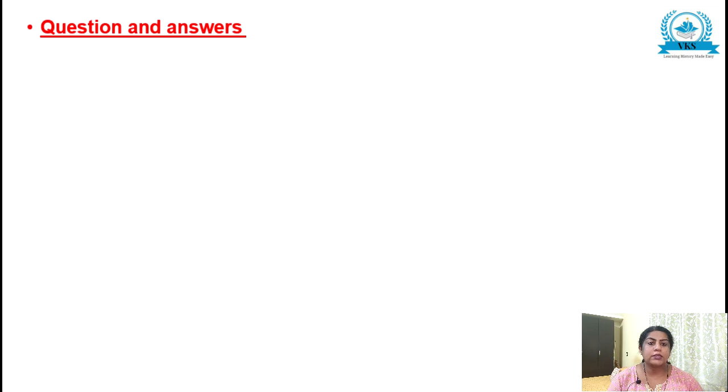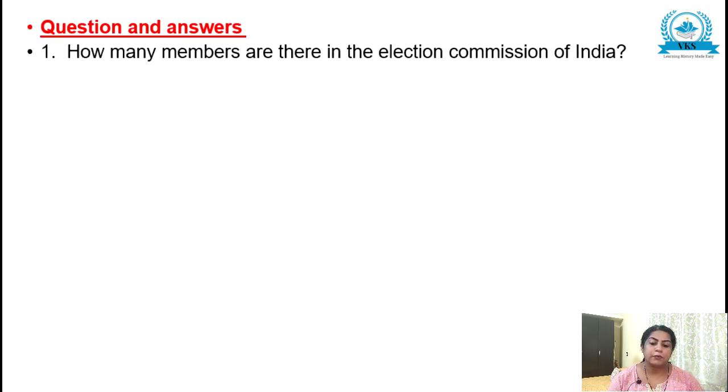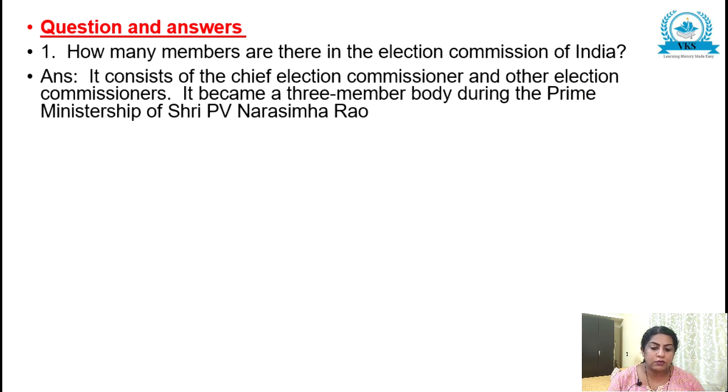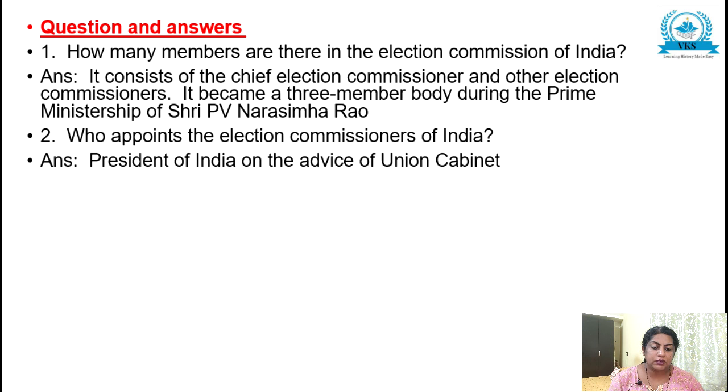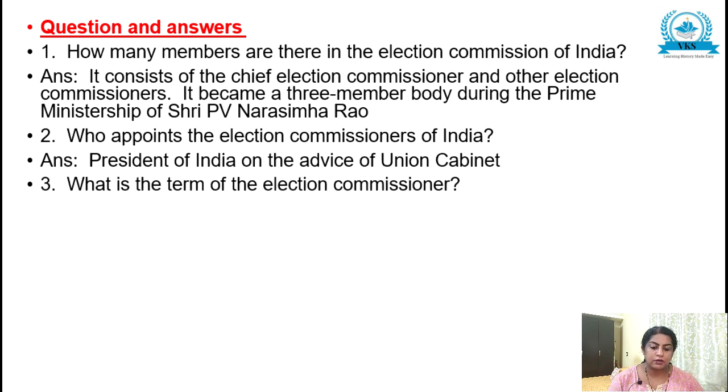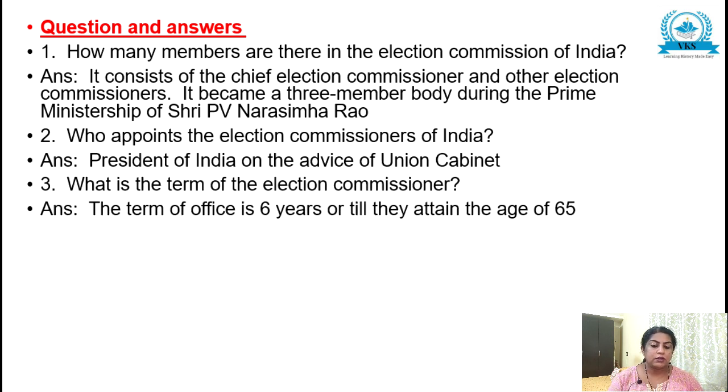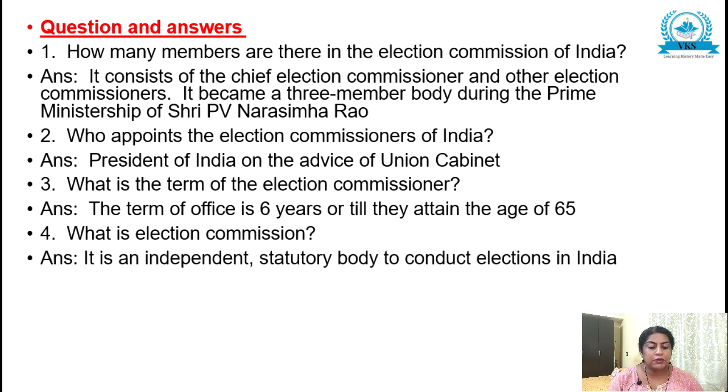Now let us see some questions and answers regarding these topics. How many members are there in the Election Commission of India? It consists of the Chief Election Commissioner and other election commissioners. It became a 3-member body during the Prime Ministership of Shri P.V. Narasimha Rao. Who appoints the Election Commissioners of India? President of India on the advice of Union Cabinet. What is the term of the Election Commissioner? The term of office is 6 years or till they attain the age of 65. What is Election Commission? It is an independent statutory body to conduct elections in India.